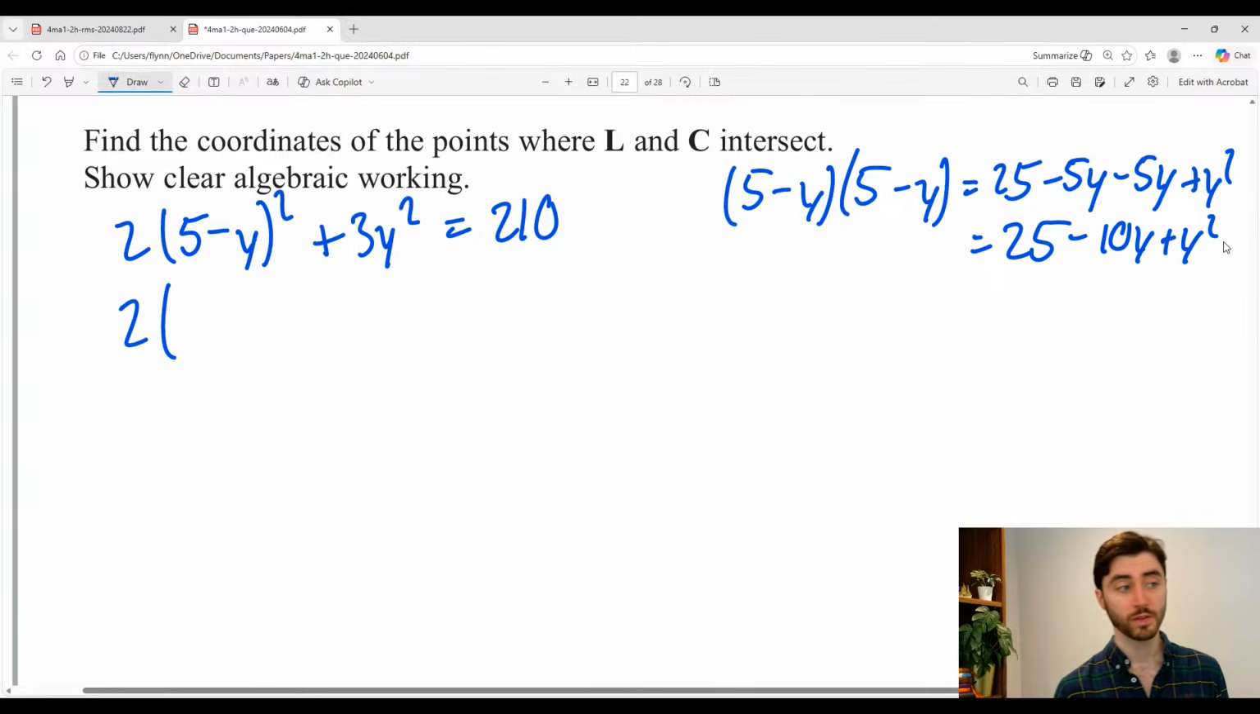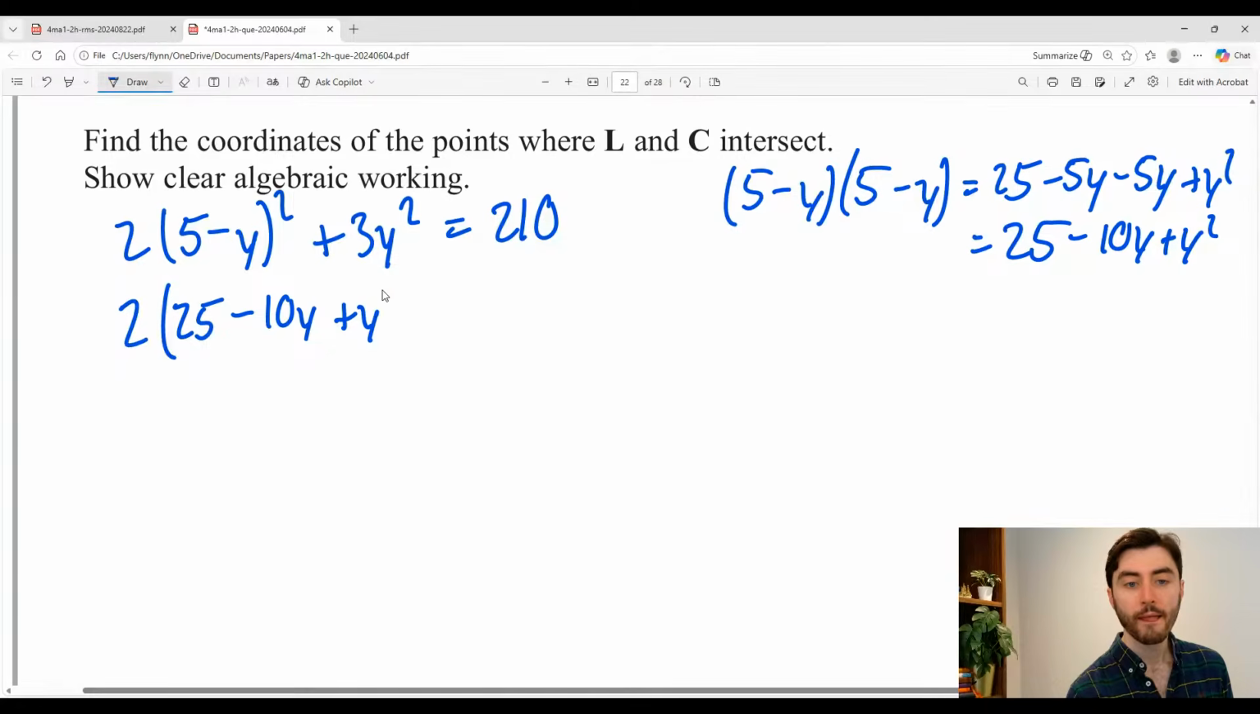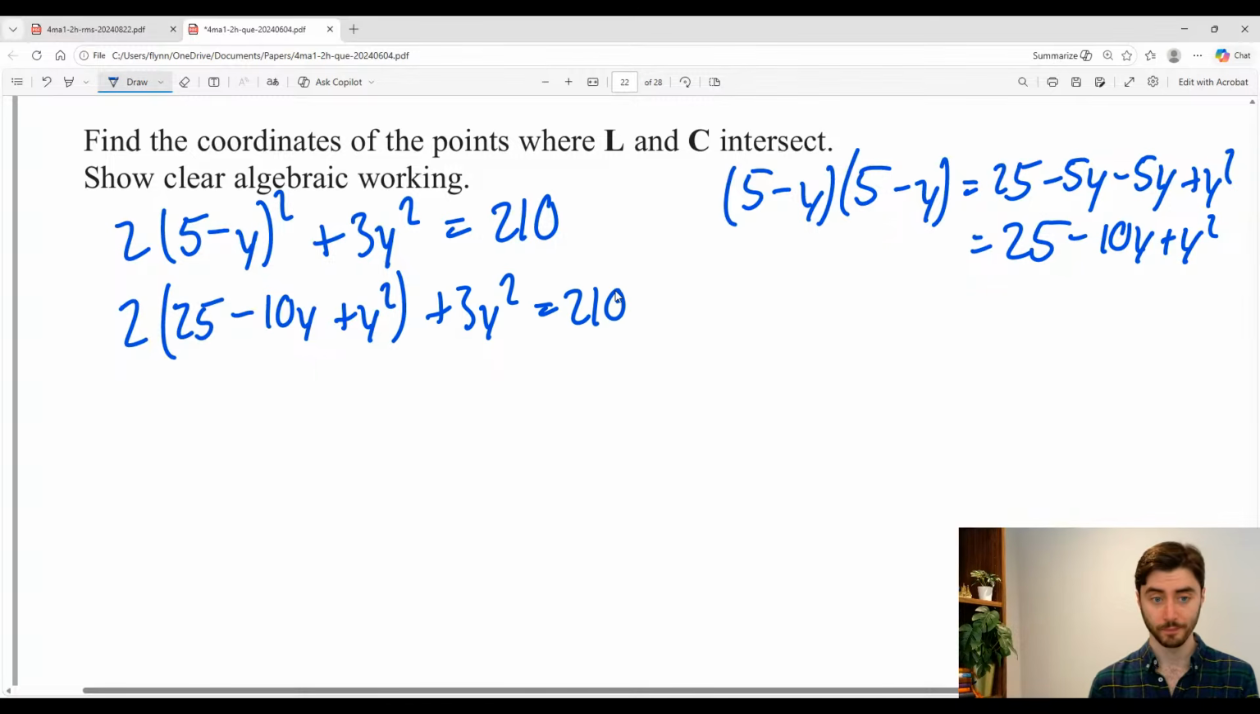Now, if you're confident with your algebra at this stage of the paper, another way you can do that is square the first, square the last, twice the middle 2. So square the first, 5 squared is 25. Square the last, minus y. If you square that, you get plus y squared. And twice the middle 2. 5 times minus y is minus 5y. Multiply that by 2, you get your minus 10y. So that will go into here. And then we've got our 3y squared, and that equals 210.